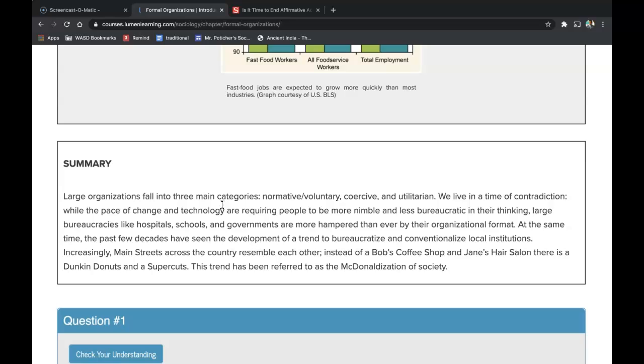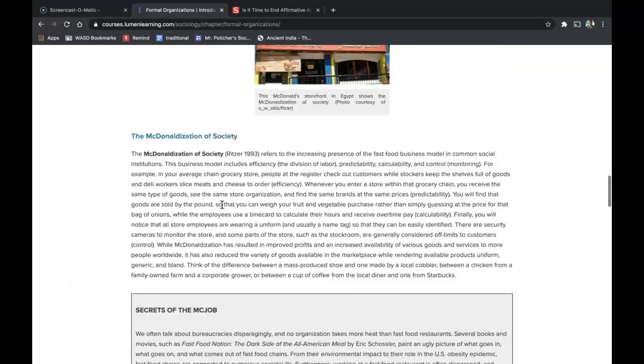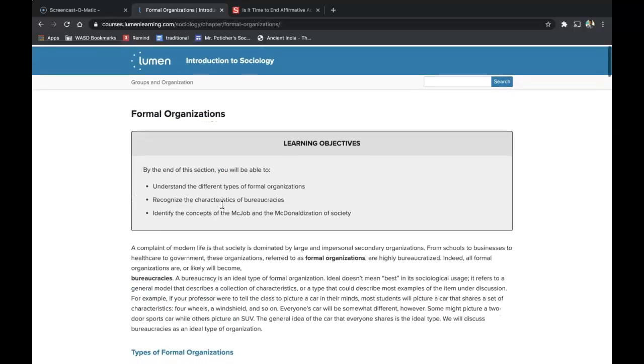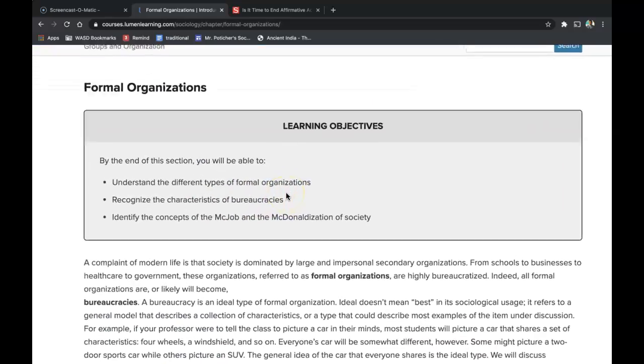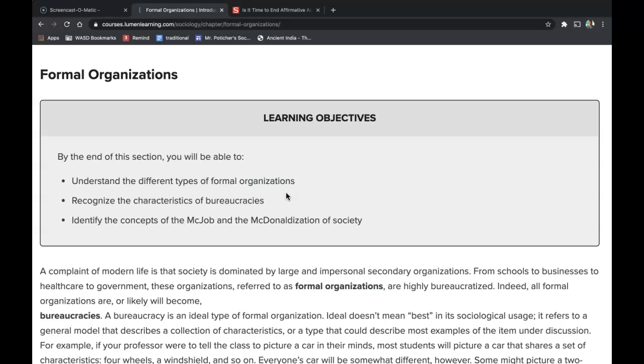At the same time, the past few decades have seen the development of a trend to bureaucratize and conventionalize local institutions. Increasingly, main streets across the country resemble each other. Instead of Bob's Coffee Shop and Jane's Hair Salon, there's a Dunkin' Donuts and a Supercuts, and this trend has been referred to as the McDonaldization of society. Only time will tell how bureaucracies and this type of construct of McDonaldization will affect our sociological makeup and our society at large.